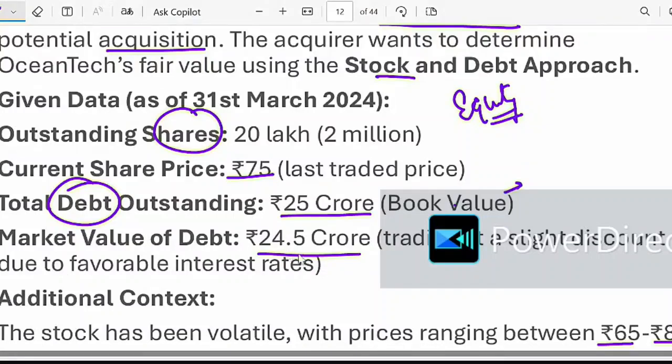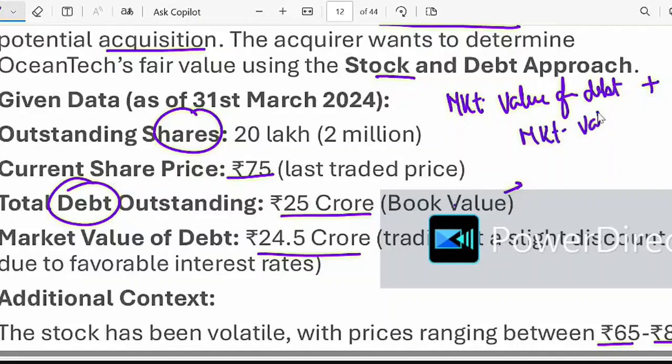So you have to find the enterprise value. How to go about finding the enterprise value? It is very simple, right? They have two sources of capital: first of all debt, other is equity. So what you do, you find the market value of debt, and you add it to the market value of equity, right? You calculate them individually, you add them together, and this will give you the total enterprise value.